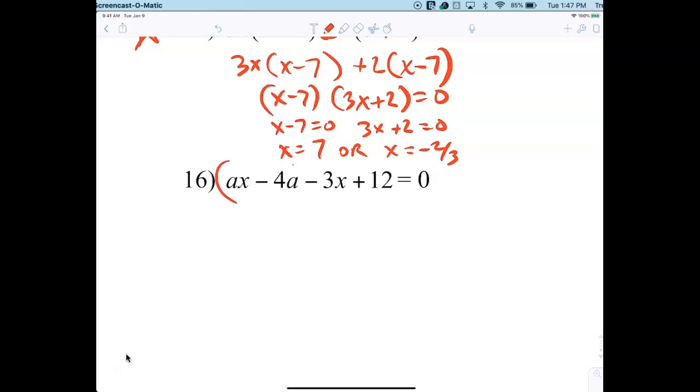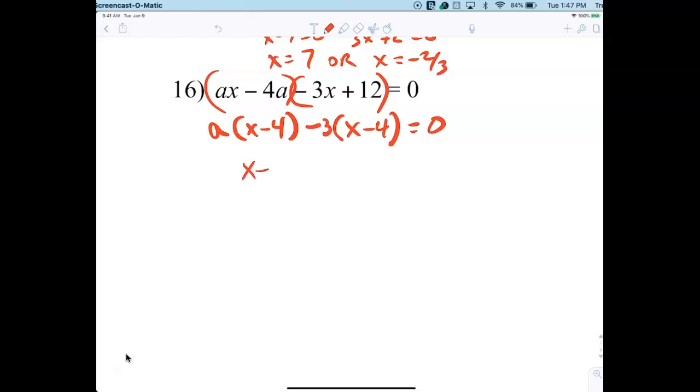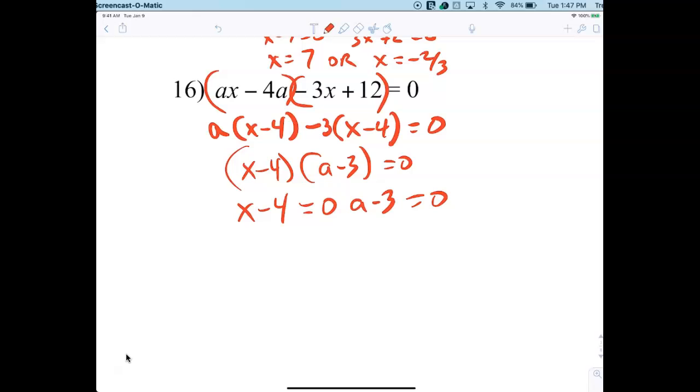Here we go. So what's common? A. What's left behind? X minus 2. What's common? X minus 3. What type of 3? Negative 3. What's left behind? X minus 2. Thank you. What's common now? X minus 4. And then what? So now set the factors equal to 0. Or what? Or A can equal 3.